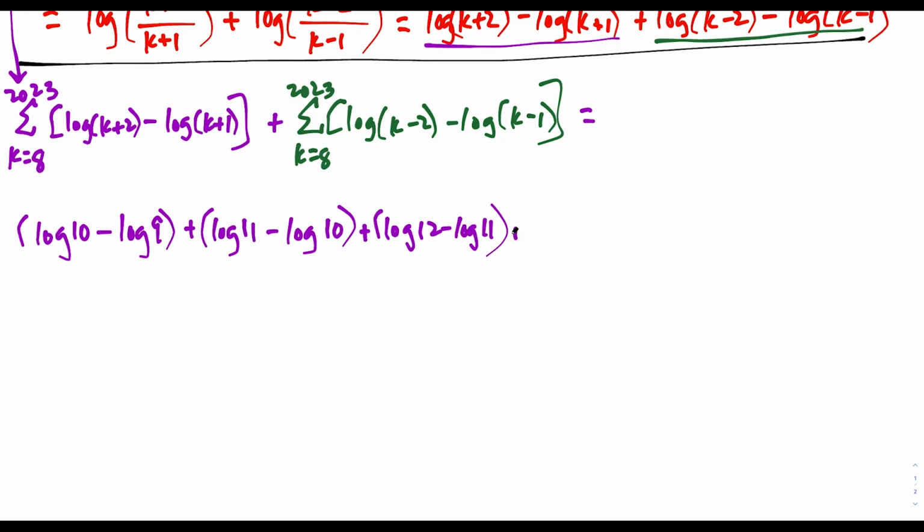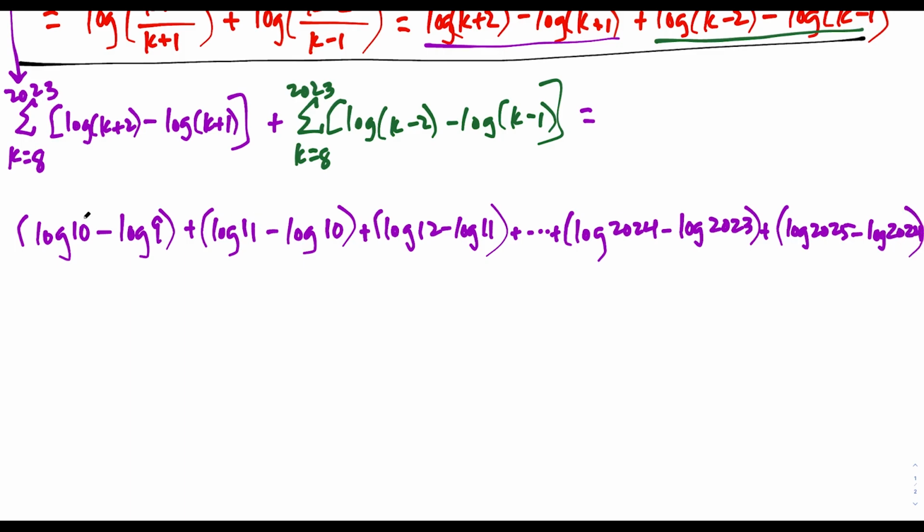So now I'm just going to do this all the way to the end like this. And let's say I were to plug in the second to last term, k equals 2022. Well, that would give me log of 2024 minus, if I plug in 2022 over here, 2022 plus 1 is 2023. So I have log of 2023. And then the last term here, if we plug in 2023, we'll have log of 2025 minus, once again plugging in 2023, log of 2024.